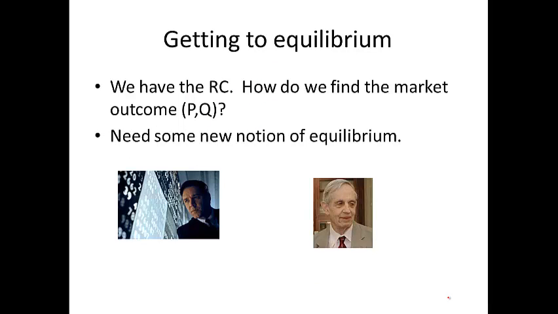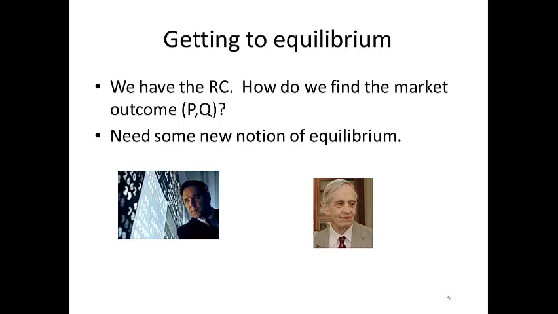So far, all we have is the reaction curve for the firm. That is, we have the best thing that firm 1 can do given what firm 2 is doing. What we need to do from here is to find the market outcome, the actual equilibrium. And for this, we need some new notion of equilibrium.